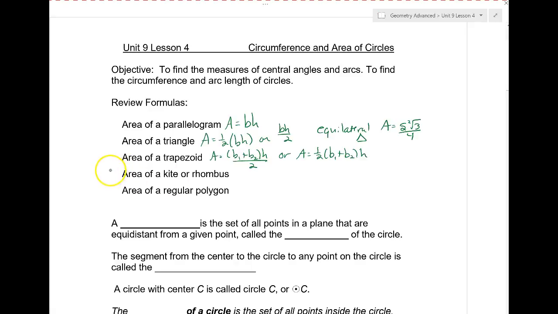Remember, the reason why we have a formula for the area of a kite or a rhombus is because the diagonals are perpendicular, and we can use right triangles. And we have the formula area equals 1/2 diagonal 1 times diagonal 2. Obviously, you guys know me better, I like writing it as a fraction first.